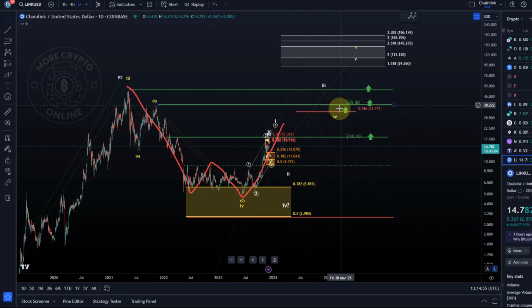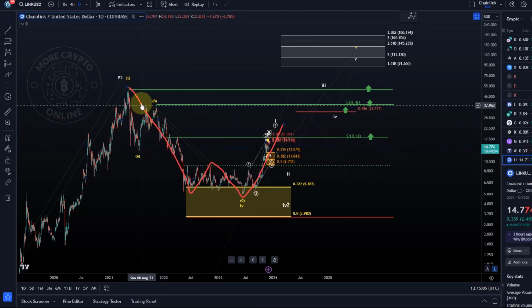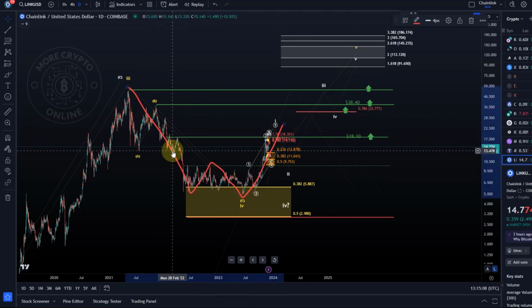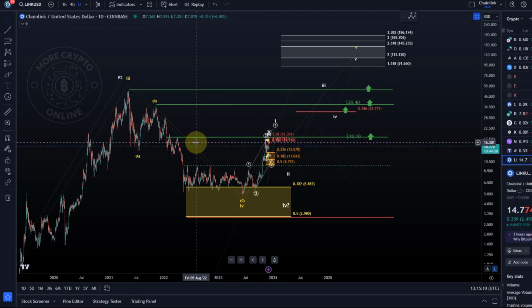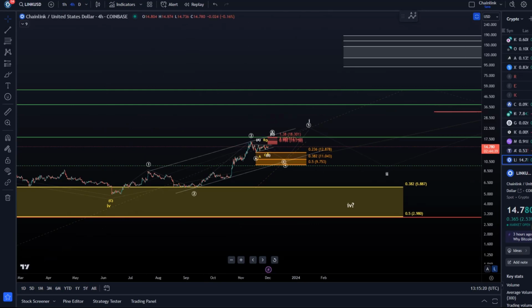So if after these 5 waves up are completed we see an impulse to the downside, that would be a big warning that things are not going according to the plan, the bullish roadmap. Very important. So that's just a quick overview of where we stand and what the bull market targets are.